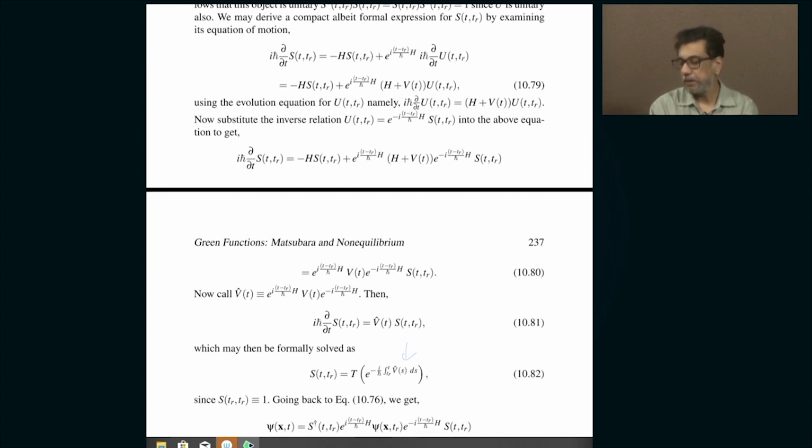Okay, I am going to stop here, and in the next class let us discuss how to make peace with this concept of non-equilibrium Green's functions, how to make sense out of them, and how to utilize them in practice.